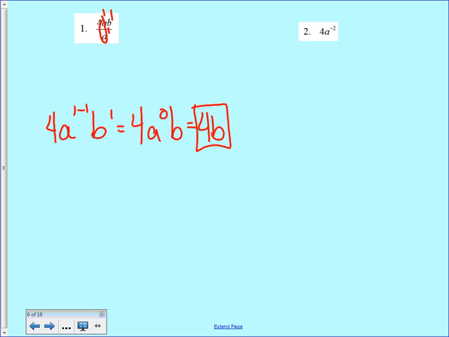So now we're going to take a look at number 2. Number 2, we want to deal with that negative exponent. Nothing is simplified if it has a negative exponent. So there's no fraction on this.